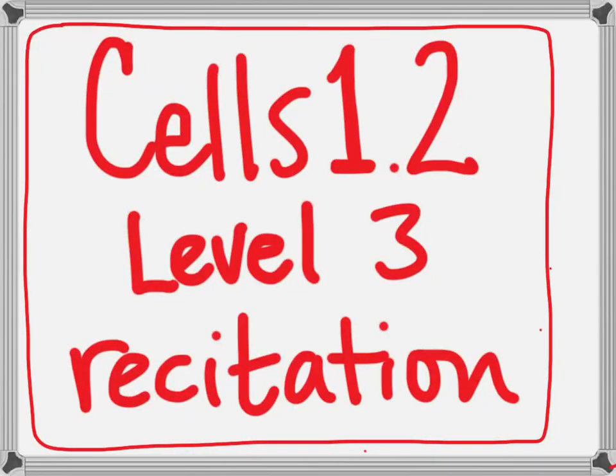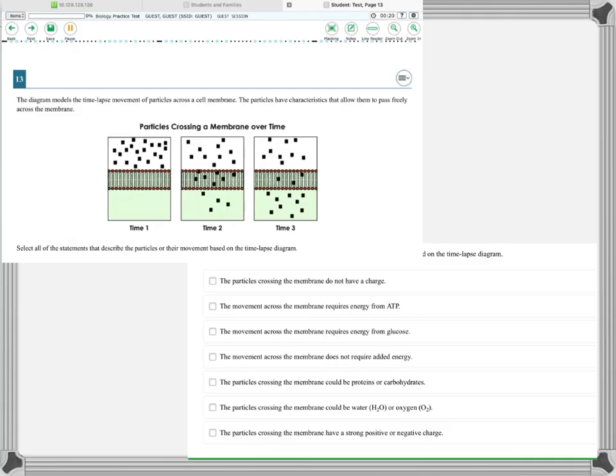Okay, it's me, Moser. This is going to be a real quick run-through of the Cells 1.2 Cell Moving Materials Level 3 recitation. So we're going to start with this question. This is number 13 from the spring biology practice test.